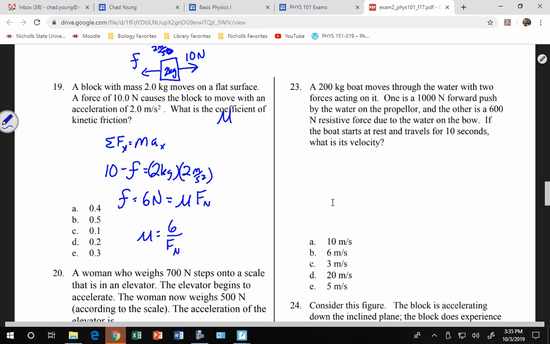But because this is on a horizontal surface, Fn is what? Equal to Fw. So Fw is 20. 6 divided by 20. Was that like 0.3, I think? Or 0.4? Yeah, 0.3.